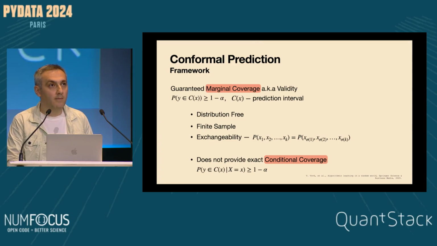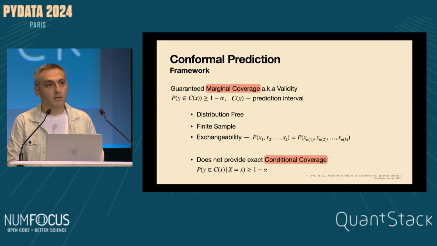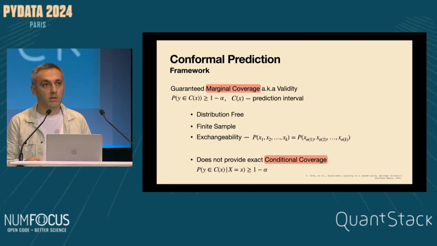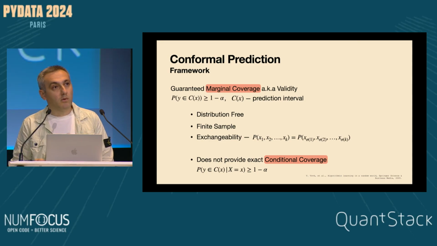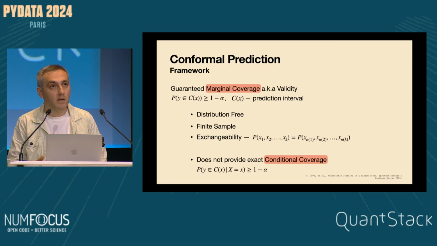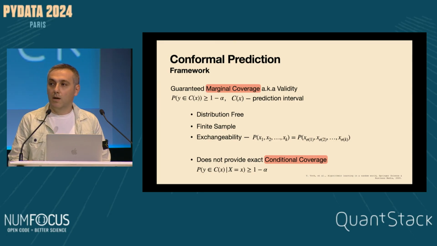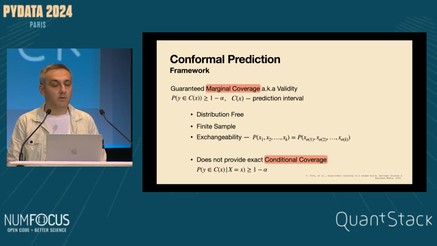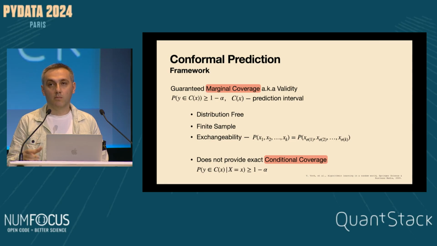So why do we want to have conditional coverage? We want it because we know that our models are not performing homogeneously across feature space. There are some regions in input space where the model is more confident, and there are regions where the model is making larger errors. And we want our prediction intervals to respect that. So we want the width or length of the interval to be adaptive based on the magnitude of the error that the model is making at a specific point x.